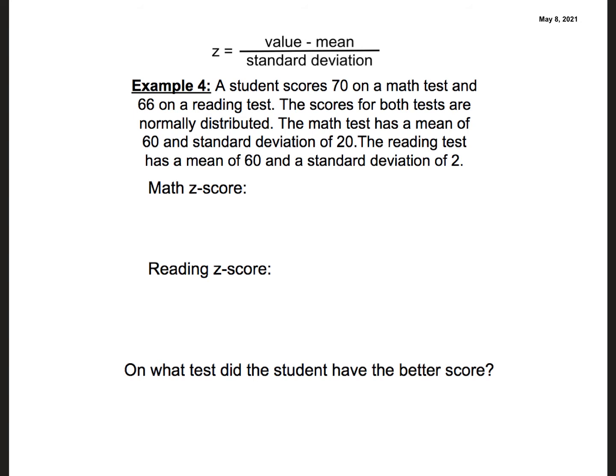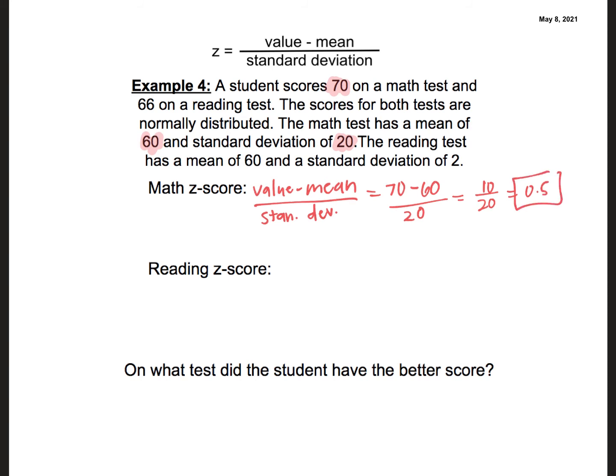We'll start with the math test. You scored a 70 on it, and it has a mean of 60 and a standard deviation of 20. So you're going to do your value minus the mean, divided by the standard deviation. My score is 70. We subtract the mean, which was 60, and divide by our standard deviation, which is 20. So 70 minus 60 is 10. Divide that by 20, you get 1/2, so we have 0.5 as our z-score.